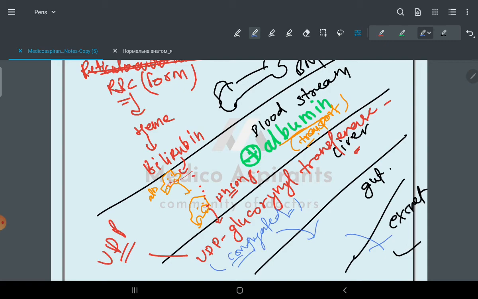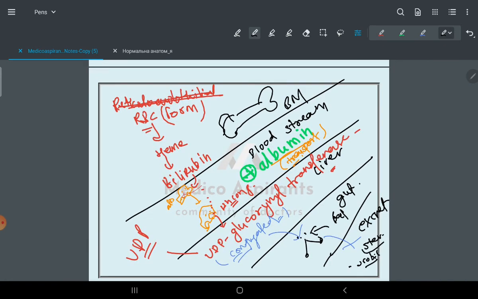Then it goes to the gut, and in the gut there are gut bacteria. They act over this molecule, because you can remember it like they get aged. When they act over them, they die in the form of stercobilin, and urobilin in urine. That is the simple concept behind this question.